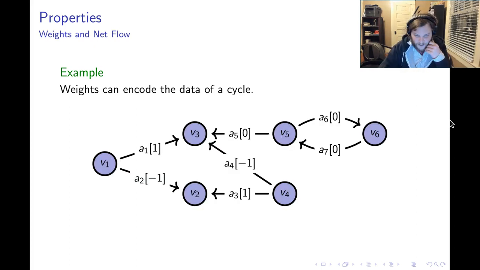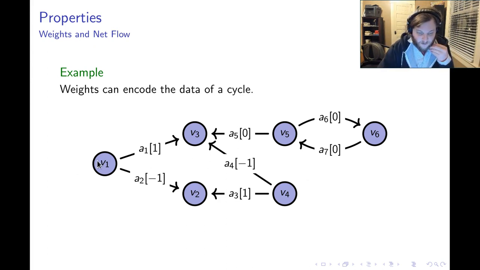So here's an example. This is the example we used when we first introduced the notion of a cycle a few slides ago. And remember, in that example, we started at V1. We traveled with the arrow A1, then we traveled against the arrow A4, then we traveled with the arrow A3, then we traveled against the arrow A2. In that cycle, we also ignored all of the other arrows, A5, A6, A7.